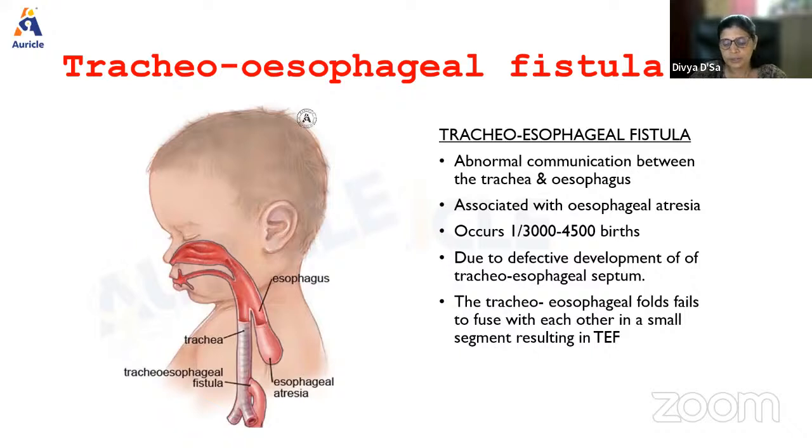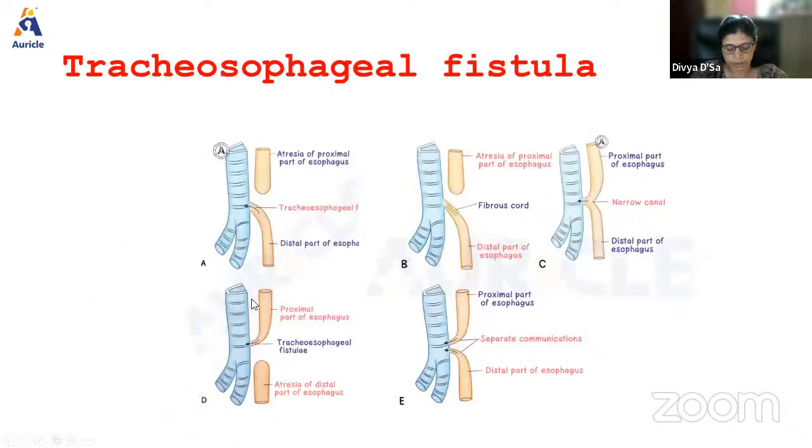Okay, so the different types are as follows. In one, the upper part of the esophagus may result in a blind pouch and the lower part may communicate with the trachea. This we see in about 85 to 90% of newborns with this condition. This is the common type.